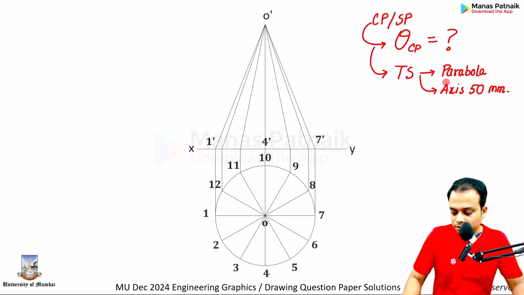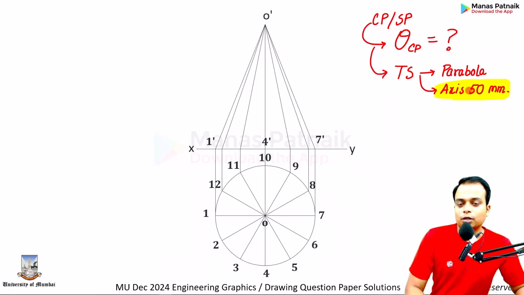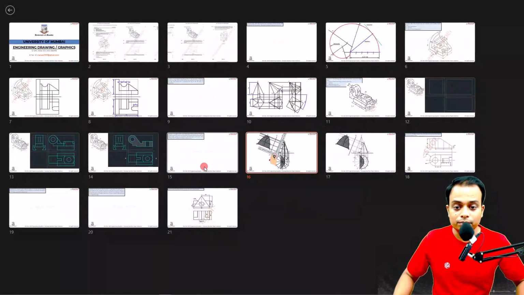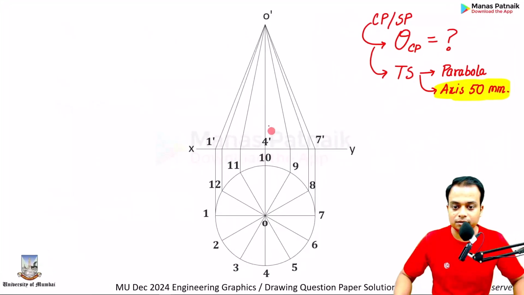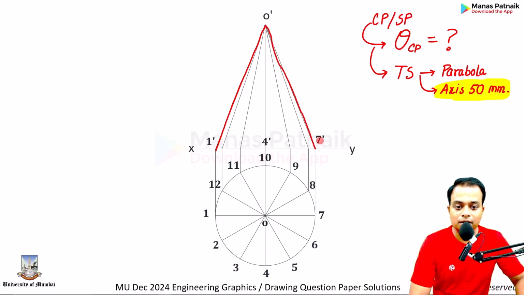Okay, so this is very important data, let me tell you, and this will help you get to the precise location of the section or cutting plane. Here we go. The best way, as I've already told you, is to cut the cone parallel to any one generator. But that generator should show the true length. Let me remind you, there are only two such generators which I can see. O-1-, that is the true length of the generator. O-7-, that is also the true length of the generator.